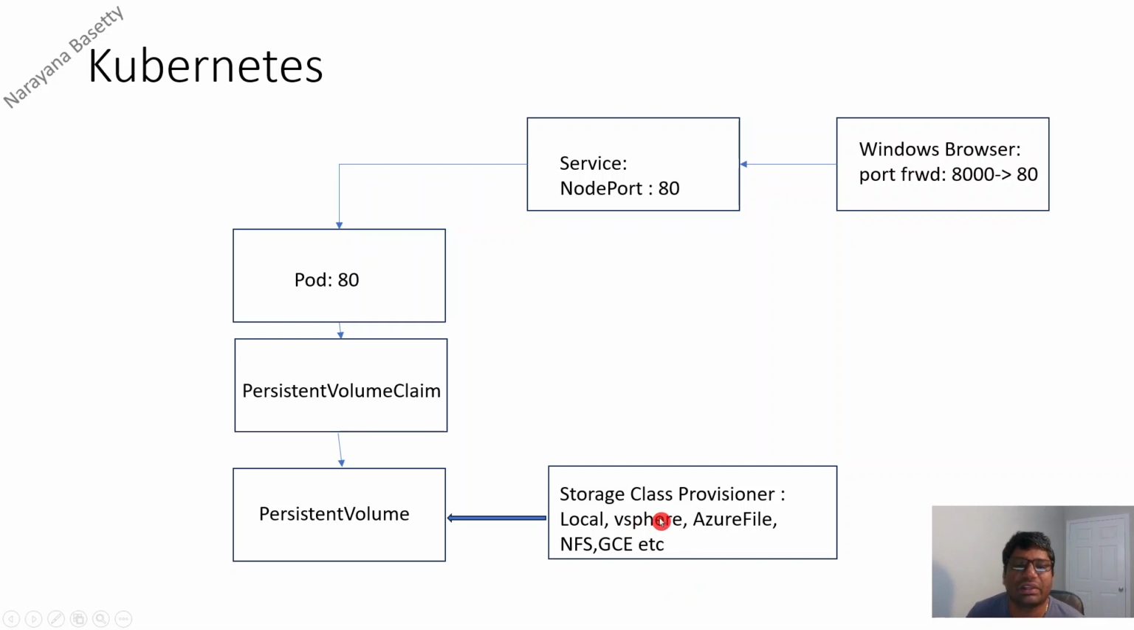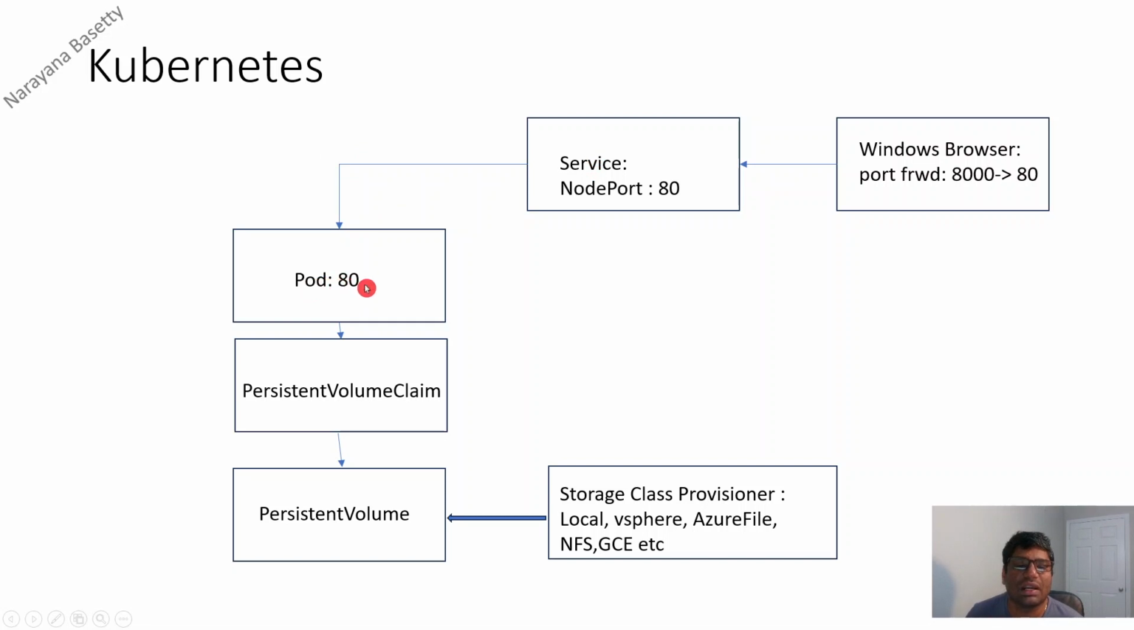You have different storage class provisioners: local, vSphere, Azure File, NFS, GCE, likewise. By using the storage provisioner class, we define a persistent volume, based on the variety of types. This persistent volume, we are going to claim it using a PVC. This PVC we are going to attach to a pod. So the pod will understand the attached PVC, and then that can be exposed.